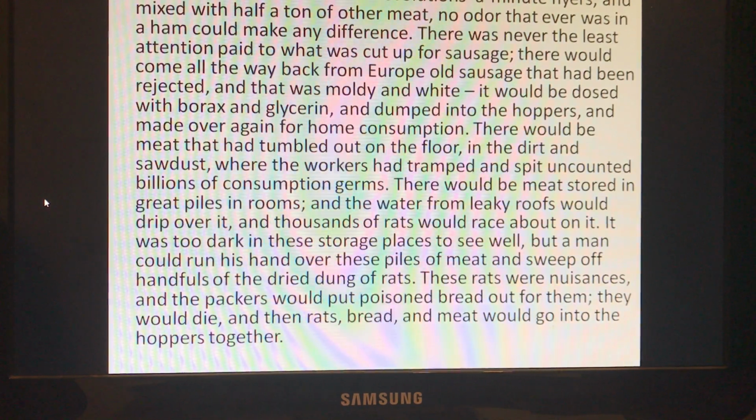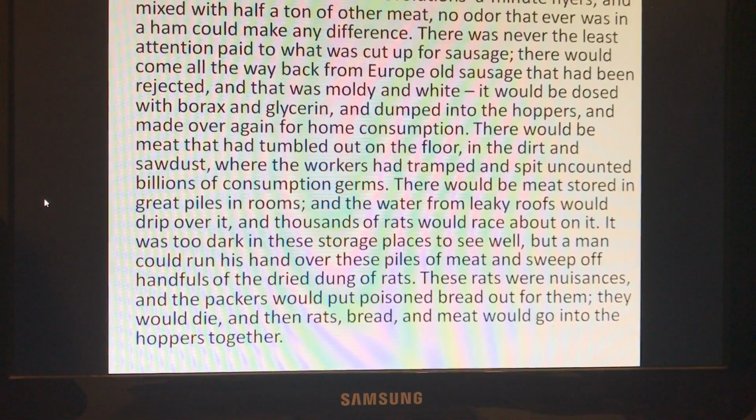Cut up by the 2,000 revolutions a minute flyers and mixed with half a ton of other meat, no odor that ever was in a ham could make any difference. There was never the least attention paid to what was cut up for sausage. There would come all the way back from Europe old sausage that had been rejected and that was moldy and white. It would be dosed with borax and glycerin and dumped into the hoppers and made over again for home consumption.